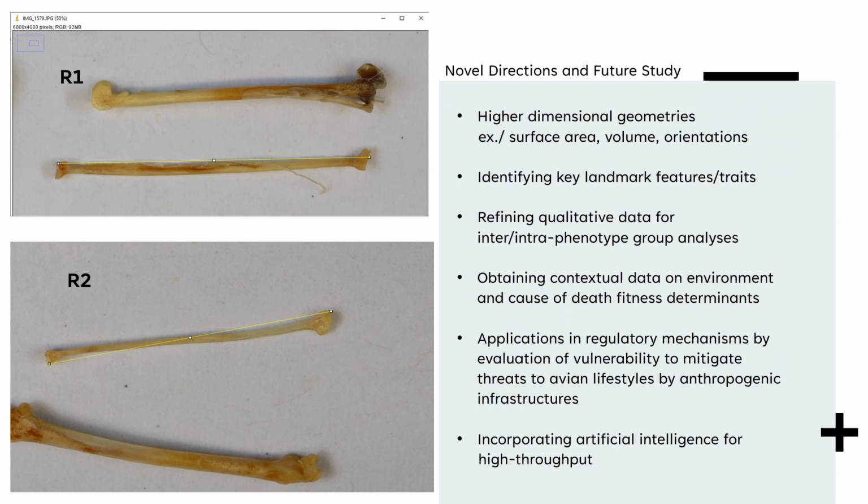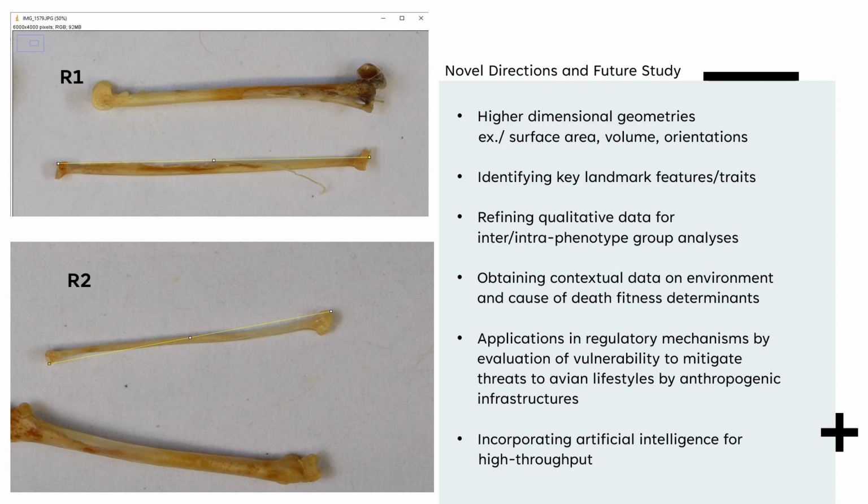I recommend future generations of the Dynamic Behaviour Lab study higher dimensional geometries such as surface area, volume, and different orientations of these bones by identifying key landmark features and traits on bones as depicted by figure R2, as well as refining qualitative data into concise, standardized parameters such as gunky, obstructed, missing, or broken, to compare how different categories might retain their sensitivity to these protocols.